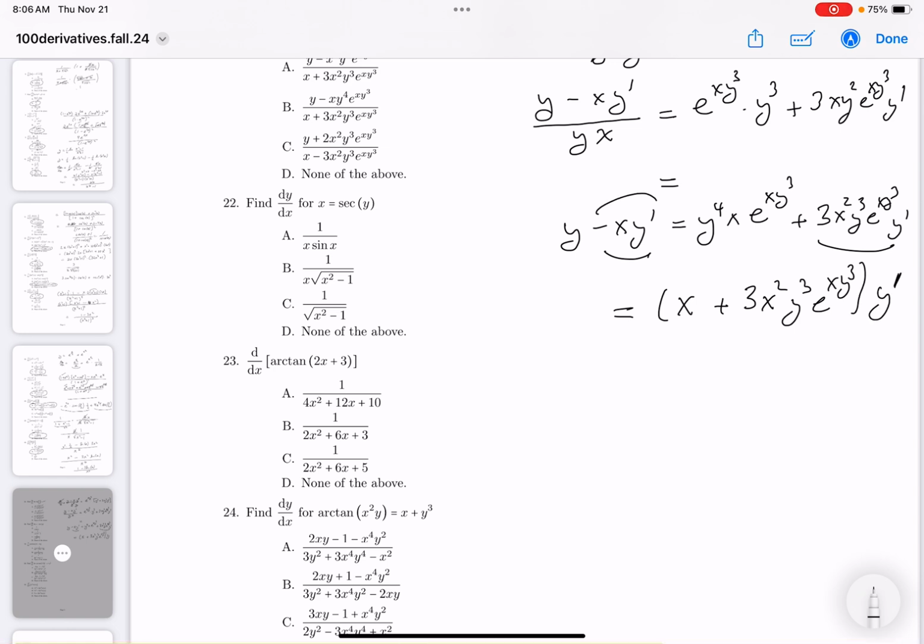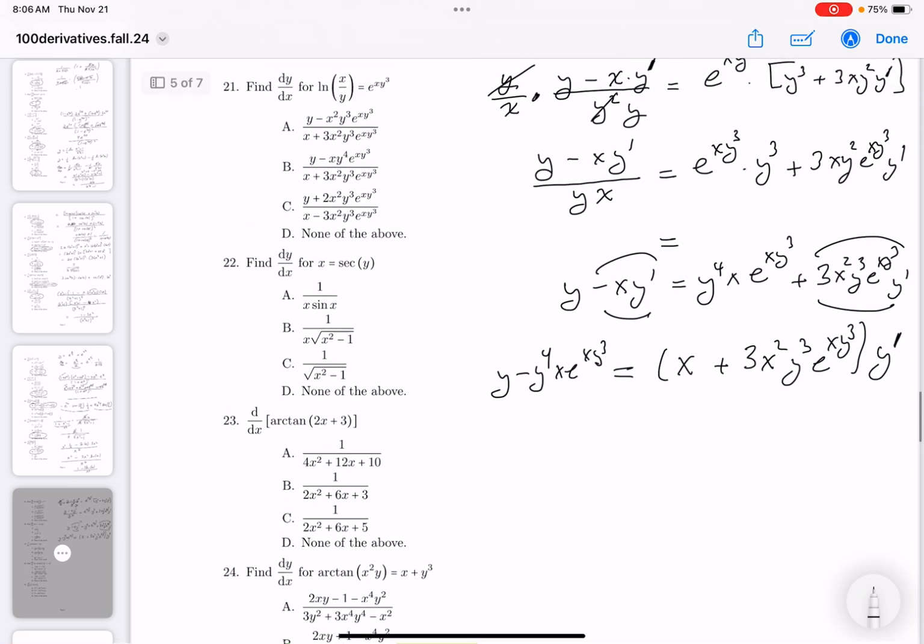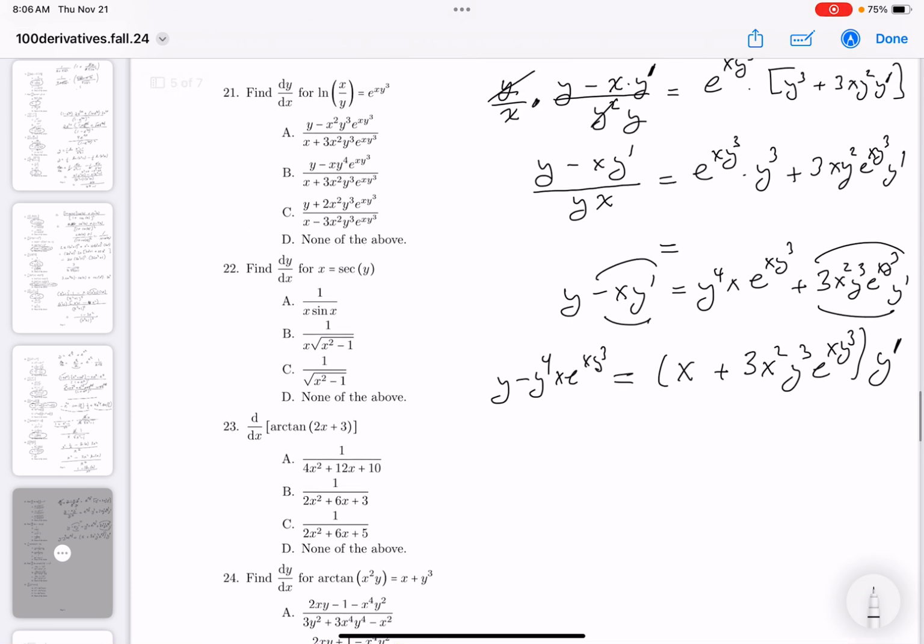All right, let's see if I did that right. I got this, I got that. I think I copied okay. Next thing up, on the other side, it's going to be y minus y to the 4 x e to the x y cubed. All right. Right now, I don't know if I want to rewrite. I want to look at the question and see if the answer is remotely close to what I'm thinking it's going to be at this point. And I'm looking at B as being a very favorable candidate. But I want to make sure that's true, by the way.